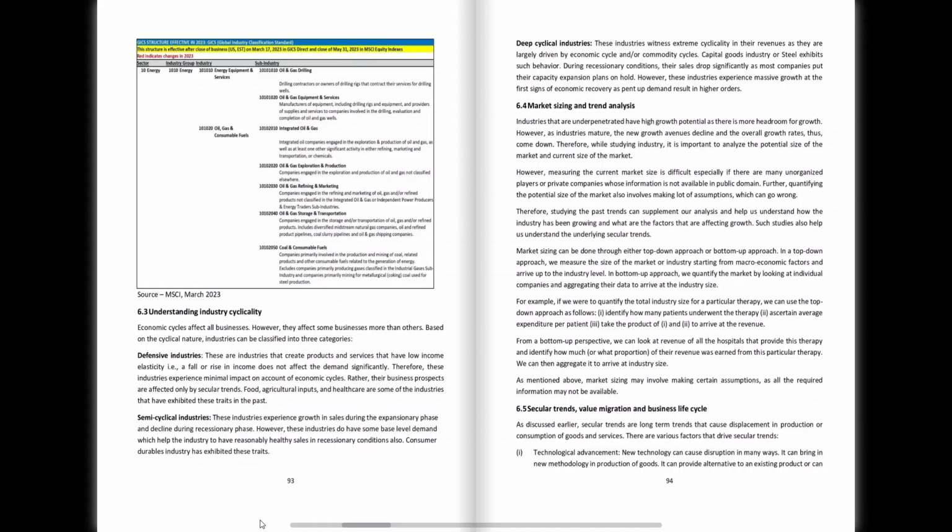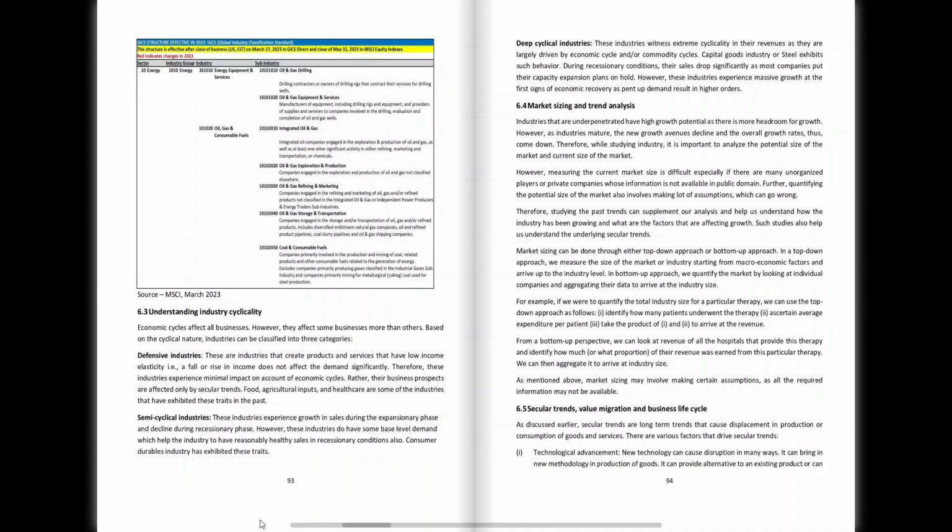Semi-cyclical industries. These industries experience growth in sales during the expansionary phase and decline during recessionary phase. However, these industries do have some base-level demand which helps the industry to have reasonably healthy sales in recessionary conditions also. Consumer durables industry has exhibited these traits.